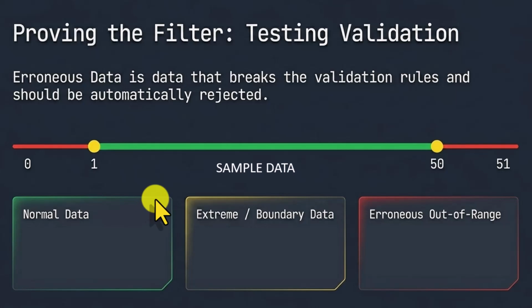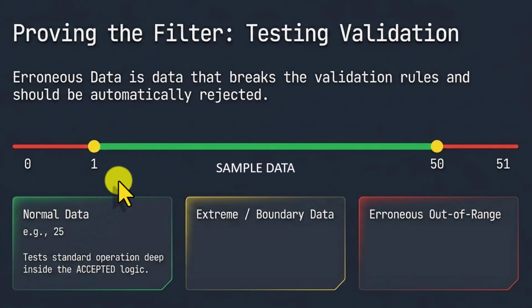Okay, so we have three types. We will simply use sample data. Sample data is just the data used for testing. So we have three groups, or three types, of sample data. The first one is normal data. Normal data is just acceptable data that your computer should work with normally. For example, here the number 25. So normal data tests standard operations deep inside the accepted logic.